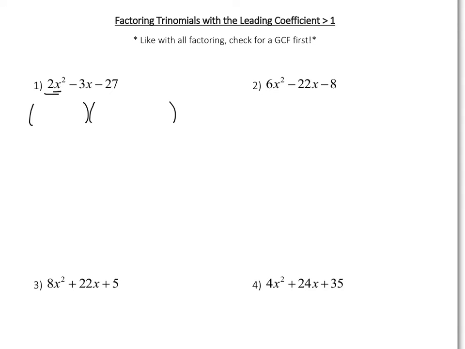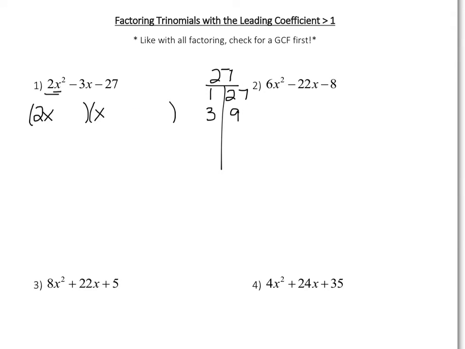How do I multiply to get a 2x squared? We'd have to put a 2x and an x. And now in these back ends of the parentheses, or the last, we want them to multiply to 27. So let's write down the factors of 27 again. 1 and 27, and 3 and 9. That's pretty much it. And again, it has to multiply to a negative, so one's going to have to be positive and one will have to be negative.